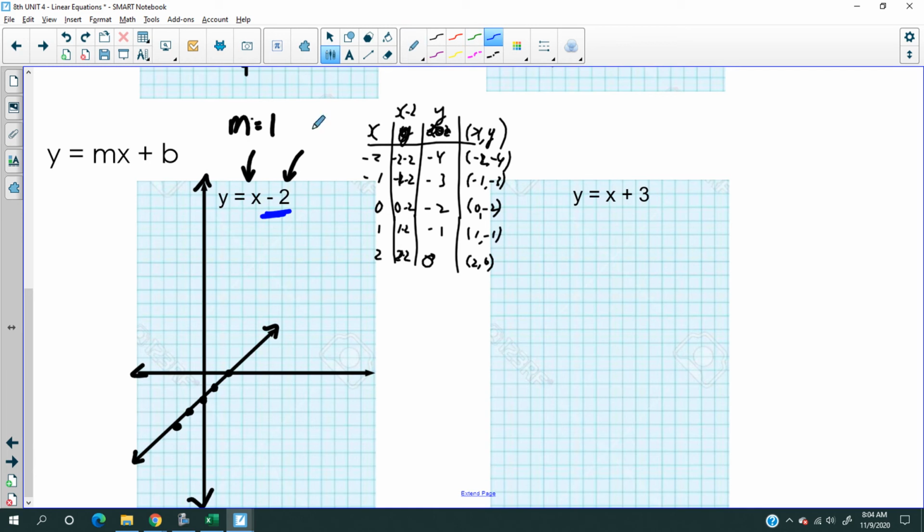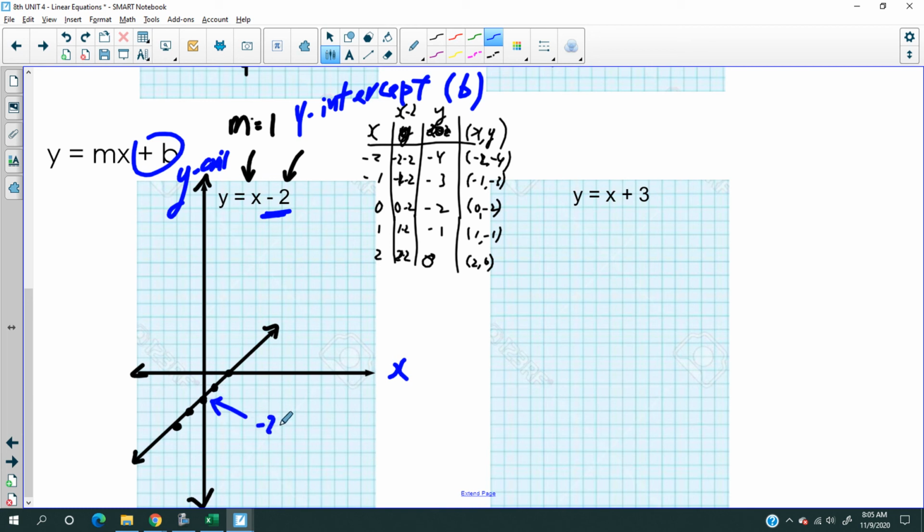Now, this cannot go unsaid, there's a name for this. This is called the letter B, the y-intercept, which is represented by the letter B. Listen carefully: at what point does this line cross the y-axis? Again, at what point does this line cross the y-axis? It's right here. Where? -2.